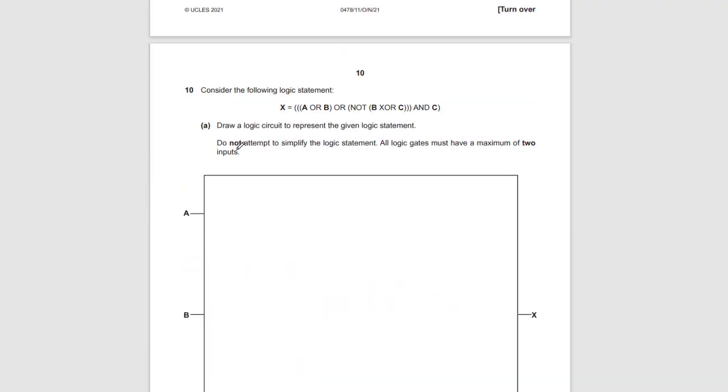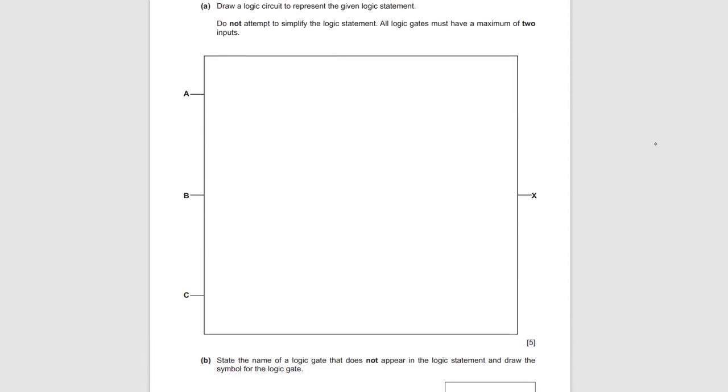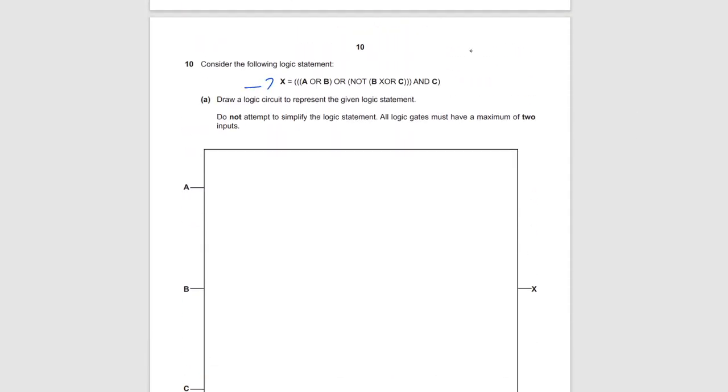Number 10, it says consider the following logic statements. Okay, and we're being given a logic statement and we're supposed to make a logic circuit. So that's quite simple. All logic gates must have 2 inputs. Okay, of course. So let's see, A OR B. We can start off with A OR B, because that's the first one. So my diagram will not look the best, but I will try my best.